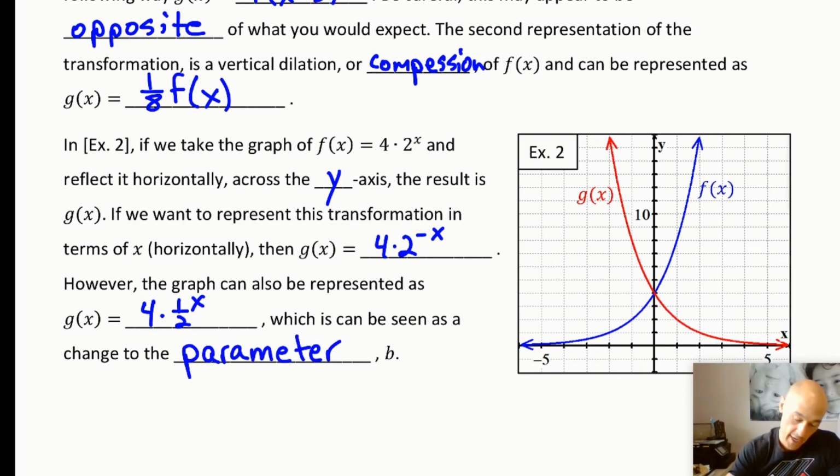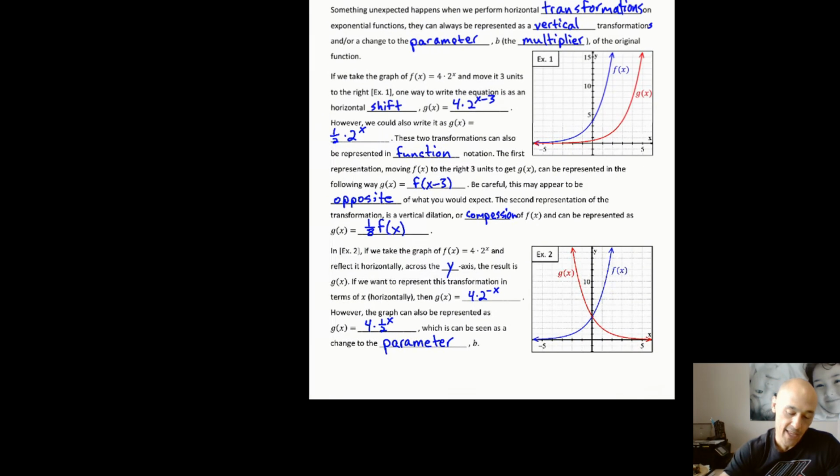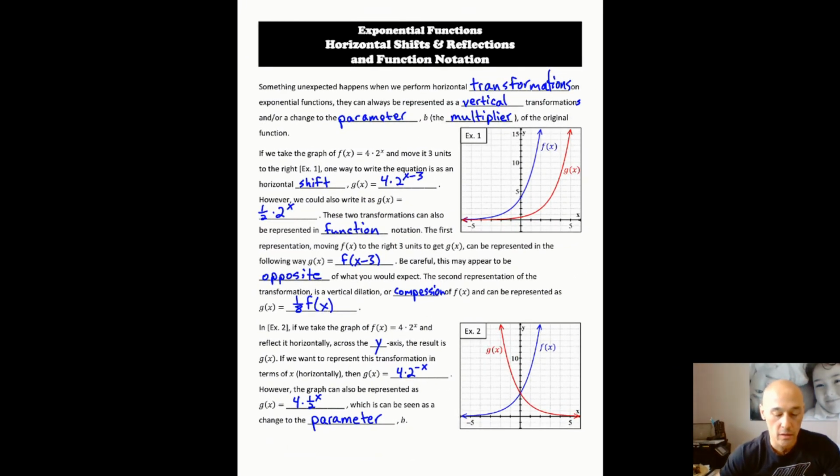So we've just changed from our original function when our original b value was 2. If we reflect our original graph across the y-axis, then we change our parameter b to 1/2. And that's how every horizontal shift and reflection can be represented as either a vertical transformation or a change to the parameter b.